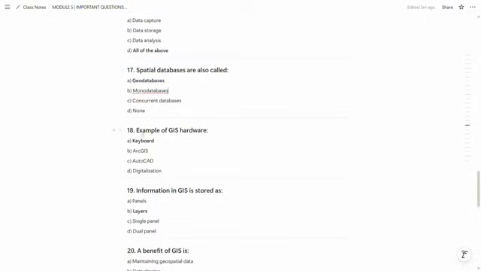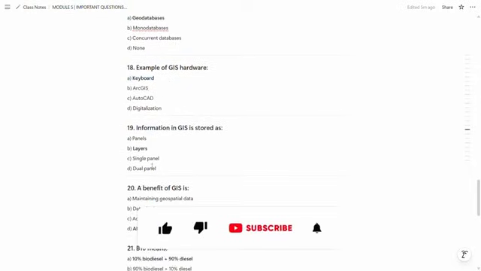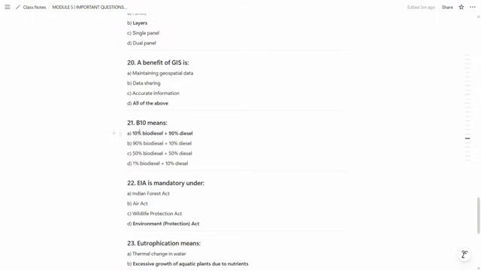Now in the 18th question example of GIS hardware is keyboard. Now in the 19th question information in GIS is stored as layers. It is stored in a layers form. So B is the correct one. Now 20th question is a benefit of GIS is maintaining geospatial data, data sharing, accurate information. So D is the correct answer, all of the above. Now 21st question is B10 means 10% biodiesel plus 90% diesel. So A is the correct answer.